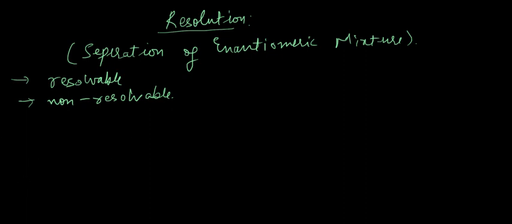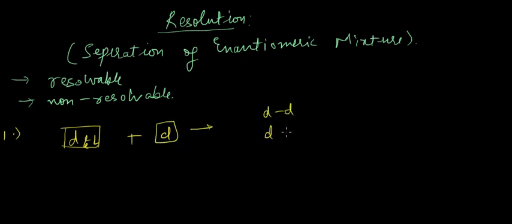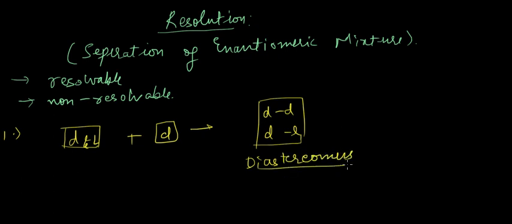For this let us take some examples. If we have D and L in a mixture, and if we supply it with D, then we can have DD diastereomers and DL diastereomers. Hence the mixture is separated. So this is optically pure and this is racemic.